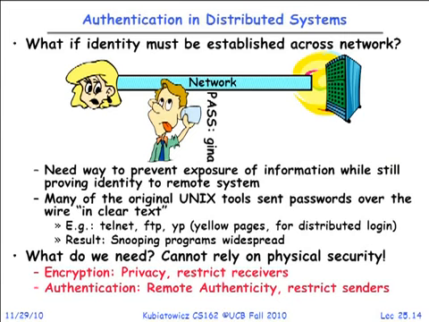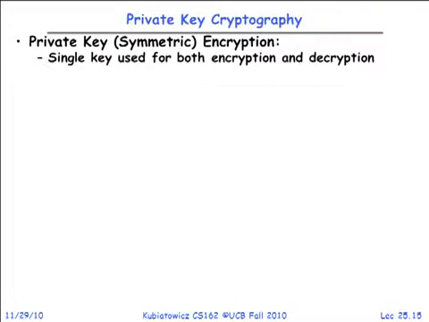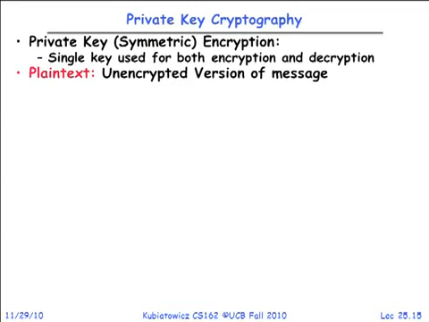Now, let's start with the first idea. Private key cryptography is certainly the simplest thing we can do. It's often called symmetric encryption. The idea here is there's a single key on both sides of the communication, and it's used both for encryption and decryption. Now, what's encryption? Encryption is a process of taking some clear text and turning it into more obscure ciphertext that can't be broken by somebody, okay?